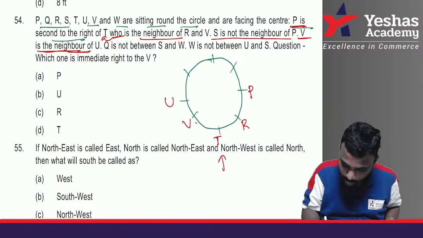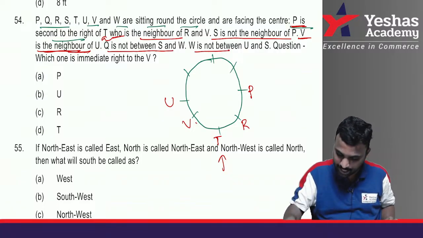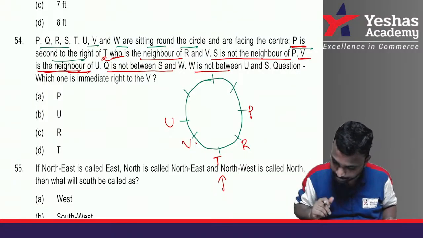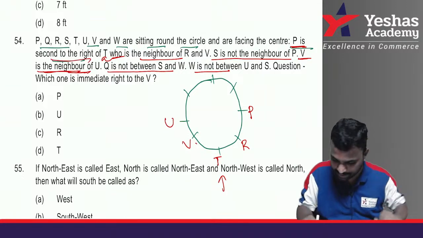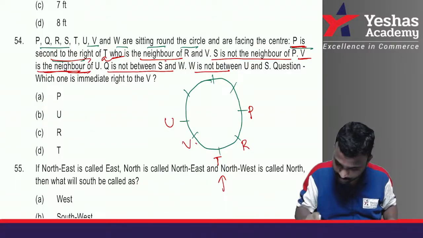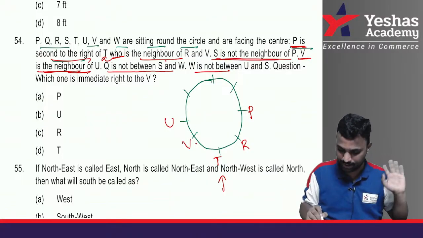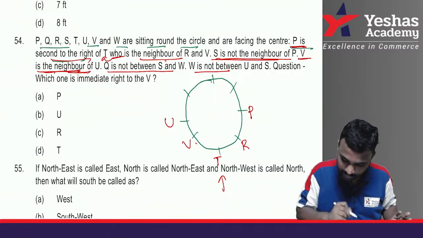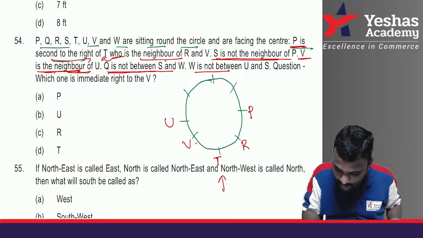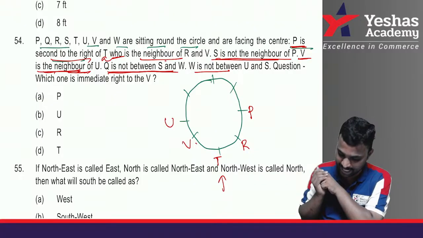Clear? Then Q is not between S and W. W is not between U and S. Guys, they have said one more thing about P. What is it? P is second to the right of T, that is done. Neighbor of R and V, that is also done. S is not the neighbor of P, that cannot be marked as of now. V is the neighbor of U, that is also done. Q is not a neighbor of S and W.